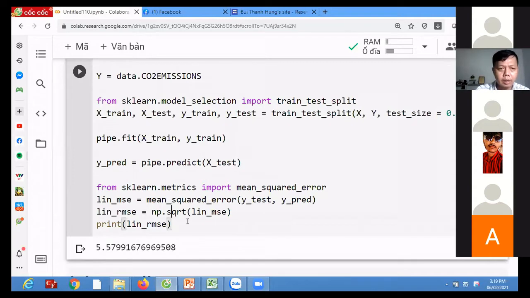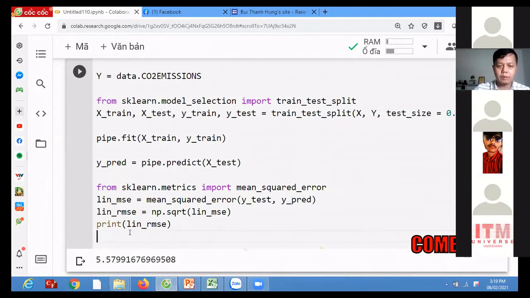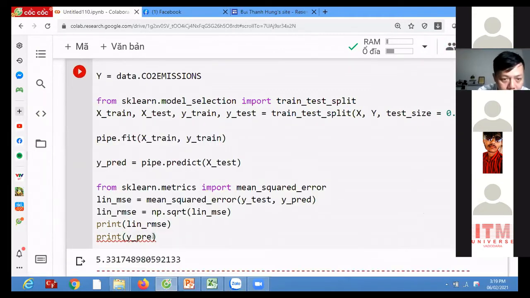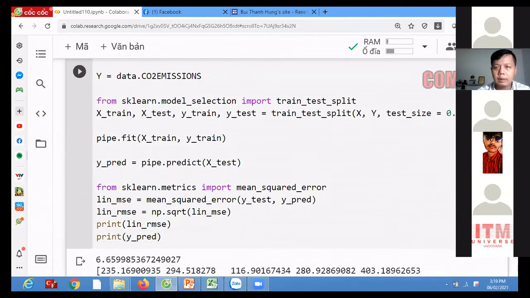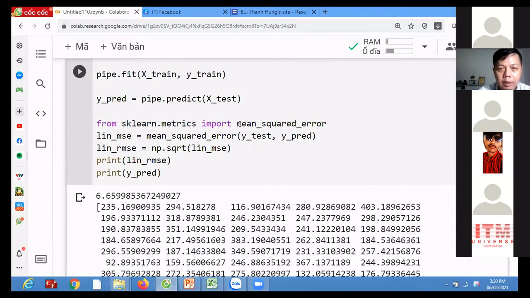When I look at why I use the mean square error, take a look at the prediction. You see that the result here is a continuous number, so with a continuous number you cannot use accuracy, F1 score, or confusion matrix. With accuracy, you have to change it to a non-continuous number. But with a continuous number, we apply the mean square error.